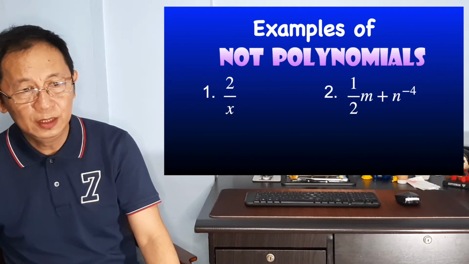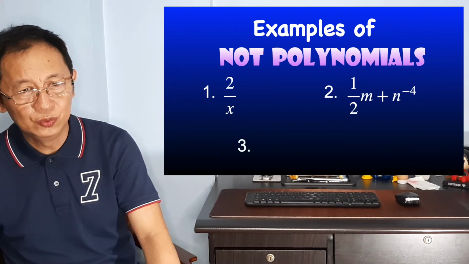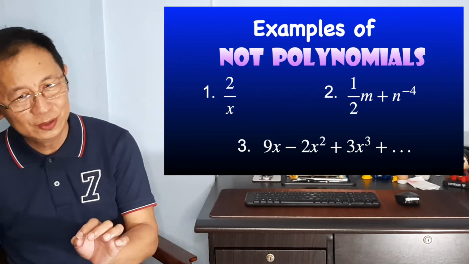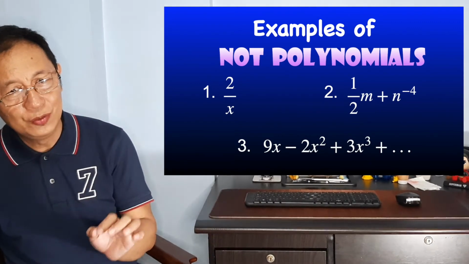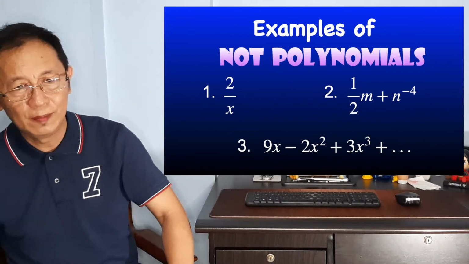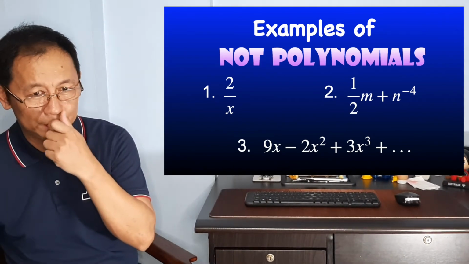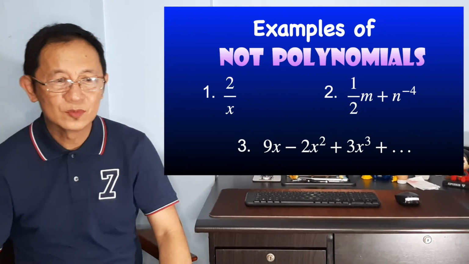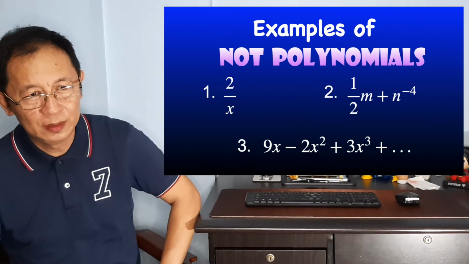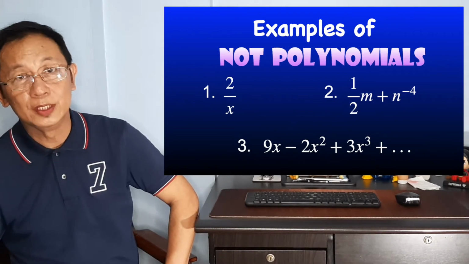And number 3, 9x minus 2x squared plus 3x cubed plus and so on and so forth. So, unlimited yung number of terms. So, hindi na natin siya mako-consider as polynomial. So, these are the examples of non or not polynomials.